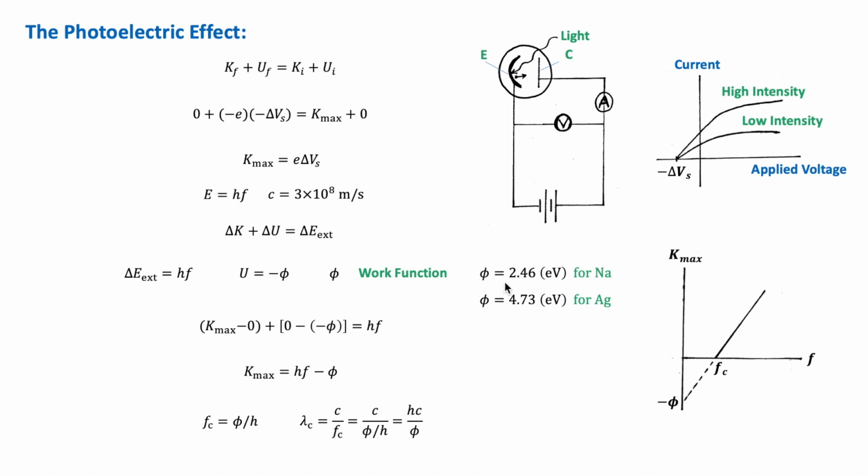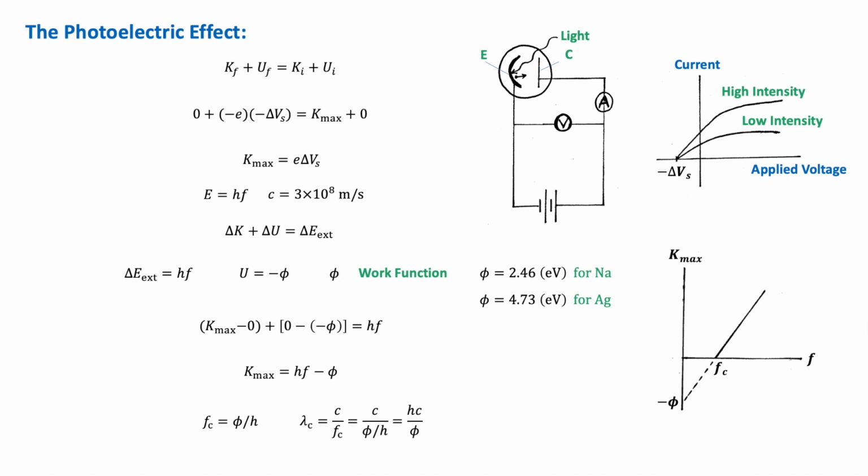And here are some values of the work function for different metals. For example, for sodium, it is 2.46 electron volts, and for silver, it is 4.73 electron volts, okay? So the increase in the potential energy of the system when the electron is removed from the metal is phi. And if we substitute in this equation, we get this equation here. And in the case the electron makes collisions with other electrons or with metal ions as it is ejected, then some of the energy is transferred to the metal, and the electron is ejected with a kinetic energy less than K max, okay?